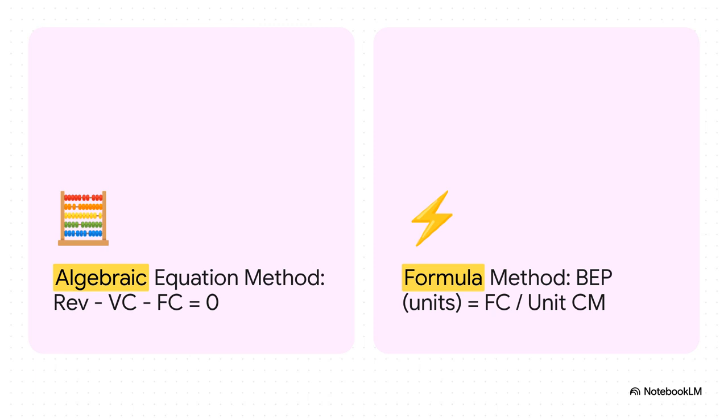First, we've got the algebraic equation method. This is honestly just the income statement written out horizontally. Revenues minus variable costs minus fixed costs equals zero. Then we have the formula method. This is your ultimate shortcut: total fixed costs divided by your unit contribution margin. Both of these methods will get you to the exact same break-even point. A great way to think about it is to categorize the algebraic approach as your fundamental logic and the formula approach as your speed-run tactic for the actual board exam.